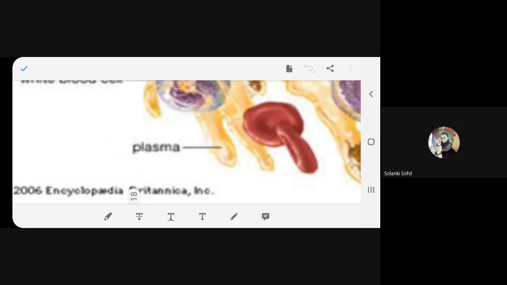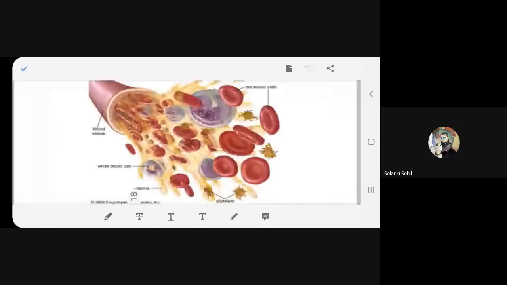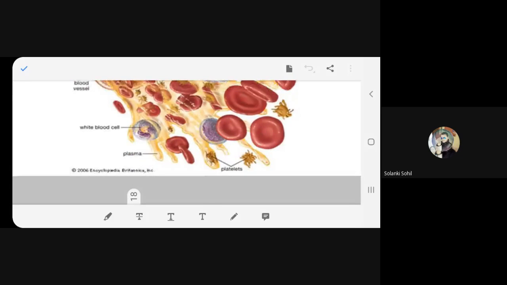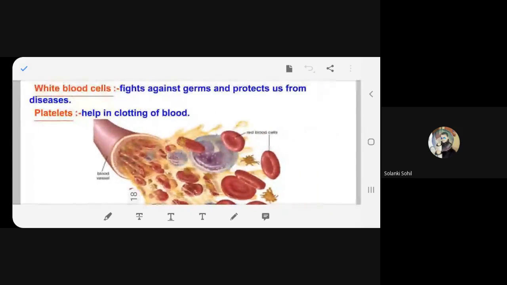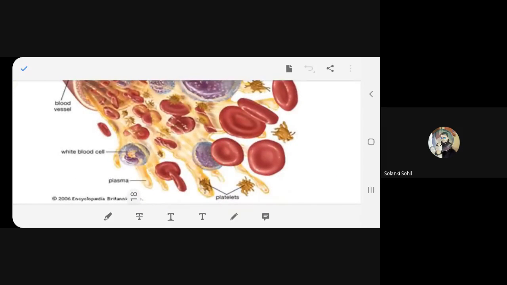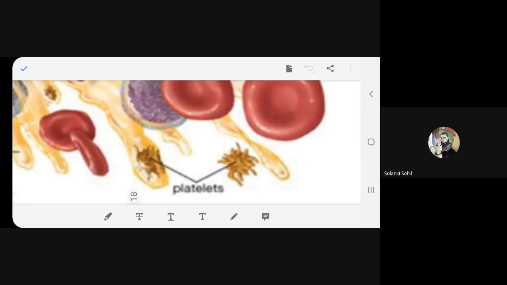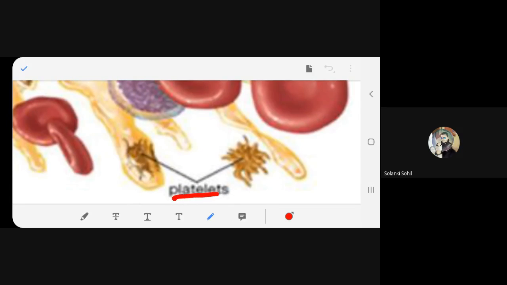Now you saw all types of cells: WBC, RBC, and plasma, and the blood vessel. Platelets, here are the platelets. You can see the platelets better. Yes, ma'am. So now you are well versed with all types of cells of the blood. Any problem, better tell me?